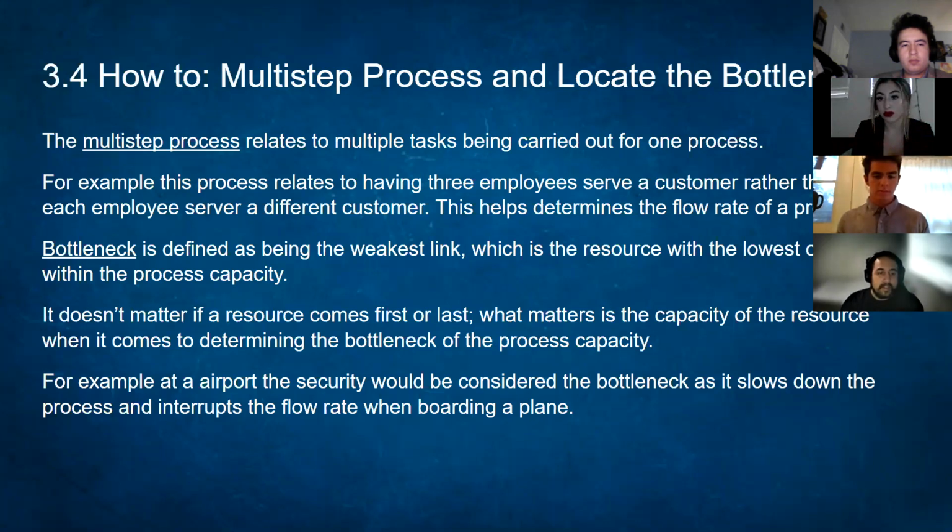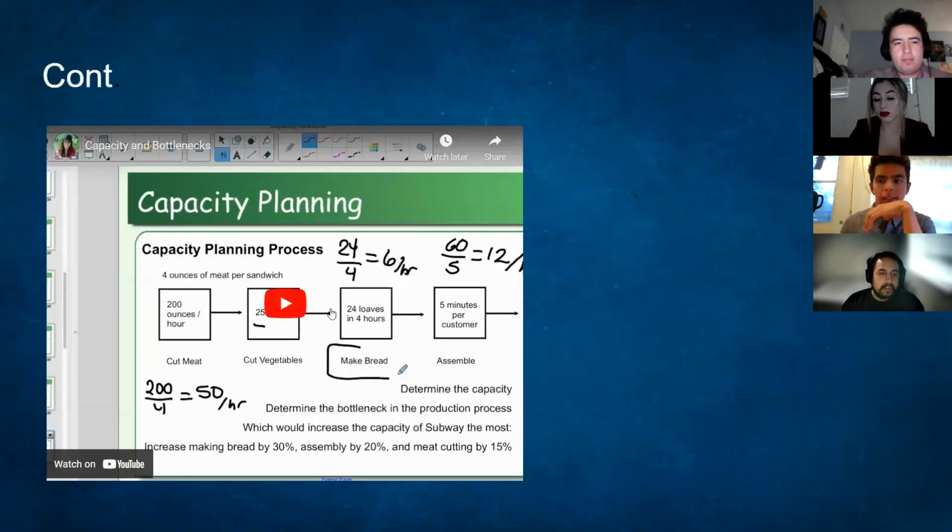What matters is the capacity of the resource when it comes to determining the bottleneck of the process capacity. For example, at an airport, the security will be considered the bottleneck as it slows down the process and interrupts the flow rate when boarding a plane. Continuing, we have a video right here explaining more on bottlenecking.